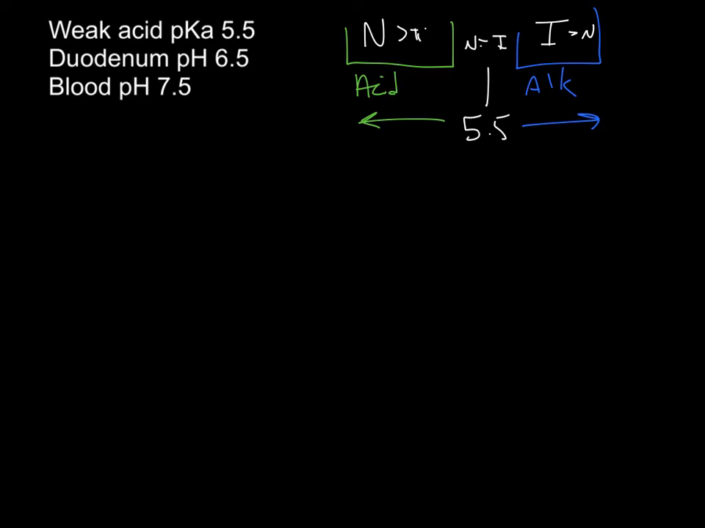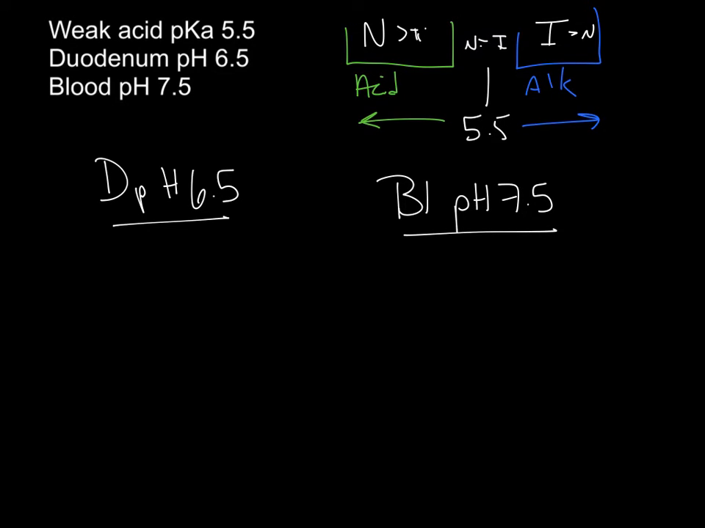But we're looking at two compartments whose pHs are both higher than the pKa. So our duodenum pH 6.5 and our blood pH 7.5. So now the basic idea of it moving from an acidic environment to an alkaline environment isn't quite as clear cut. In this case, we're talking about pHs that are both alkaline relative to our pKa.